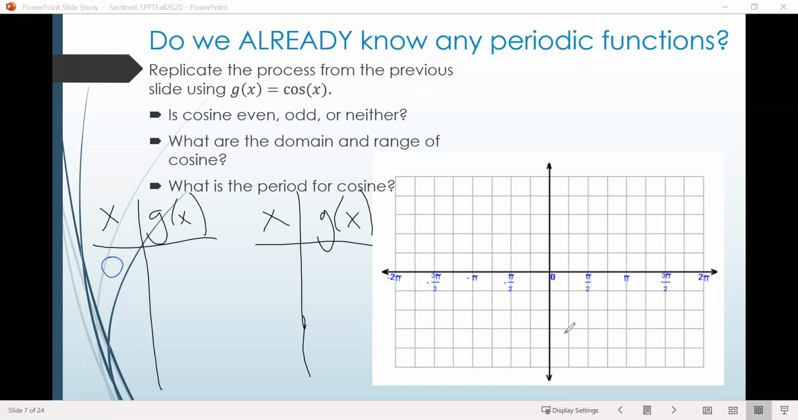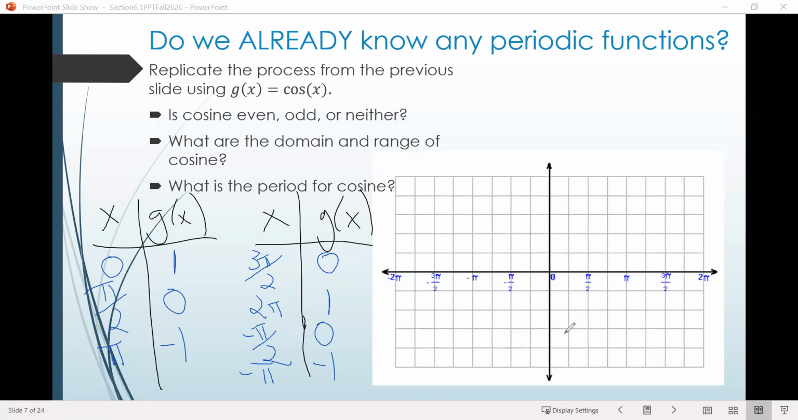So 0, pi over 2, pi, 3 pi over 2, 2 pi, negative pi over 2, negative pi, and I may have to go through and fill in the other ones. If I do 0 for cosine, that would be 1, pi over 2 is 0, pi is negative 1, 3 pi over 2 is 0, 2 pi is 1. Going back the other way, negative pi over 2 is also 0, negative pi is negative 1.